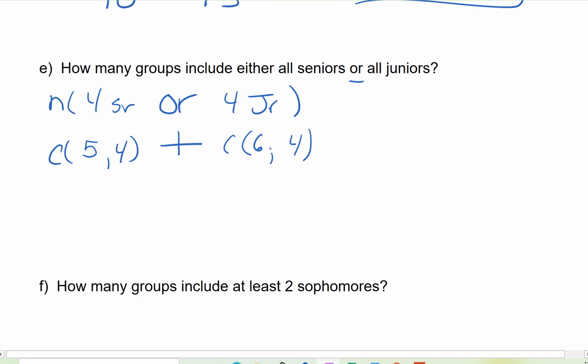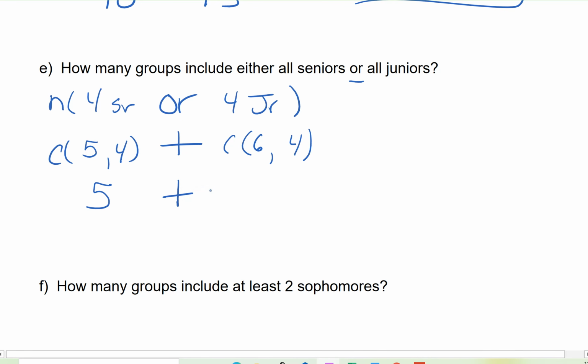Alright, so combination 5 choose 4, those are all the groups with all seniors. Or combination 6 choose 4 are all the groups with all juniors. Type those in the calculator, 5 choose 4 combinations and 6 choose 4 combinations. Alright, this comes out 5, which means there are only 5 groups out of my 5,985 that contain all 4 seniors.